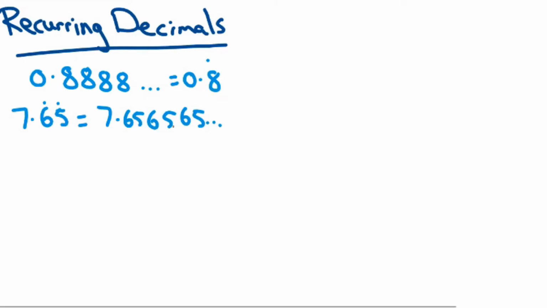So if you ever see a dot on top of a single digit after a decimal point, it's saying that's going on repeatedly. It can also be over 2 digits, however. So if we had 7.65 and both the 6 and the 5 had dots over them, that's saying that it's the 6-5 as a phrase being repeated over and over again. So it's 7.656565 and so forth.